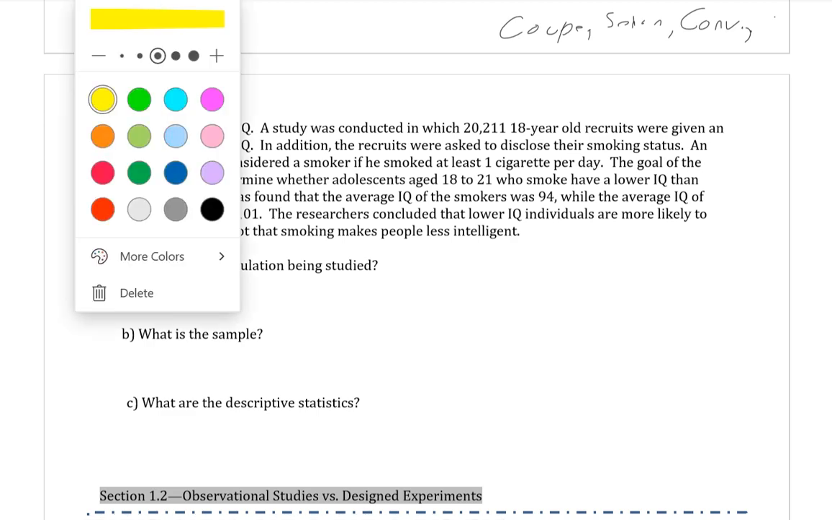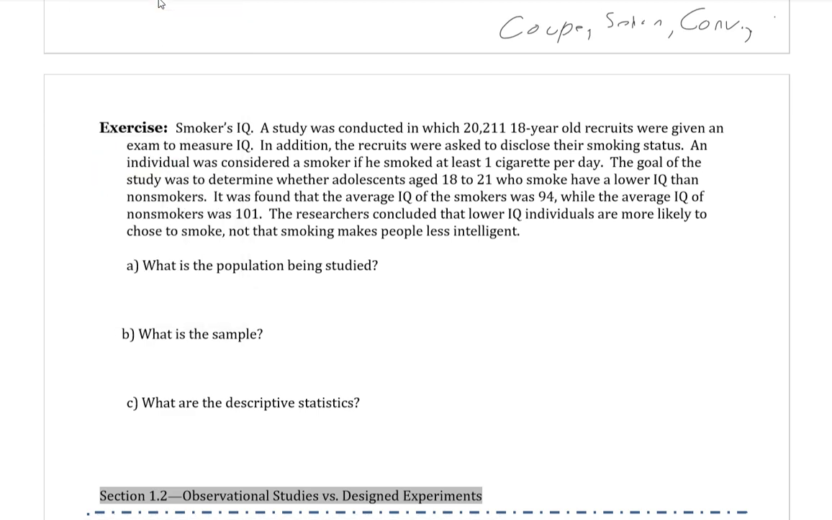So what we have here, it says that they looked at 20,211 18-year-old recruits, and that's the sample that they gathered. That usually means that that's also the population. The population is 18-year-old recruits.